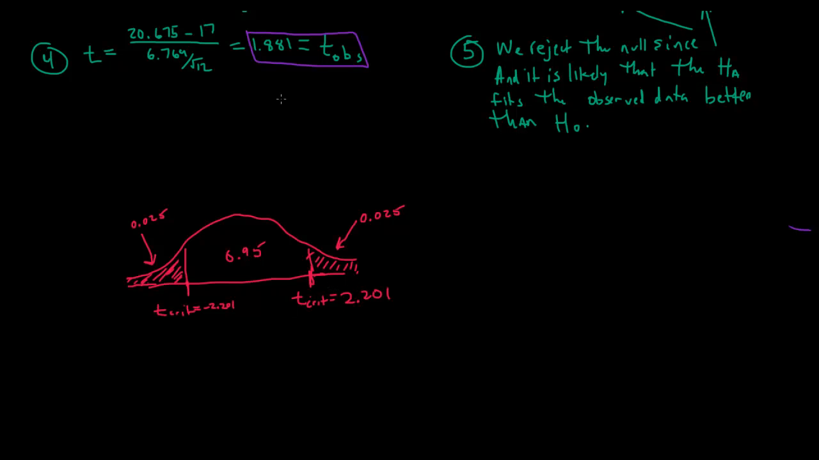But look at our observed value. Again, I'll go back to purple for my observed value, plotted on your null model. T observed is 1.881. See how the critical value is greater than the observed value? So T observed is less than T critical.